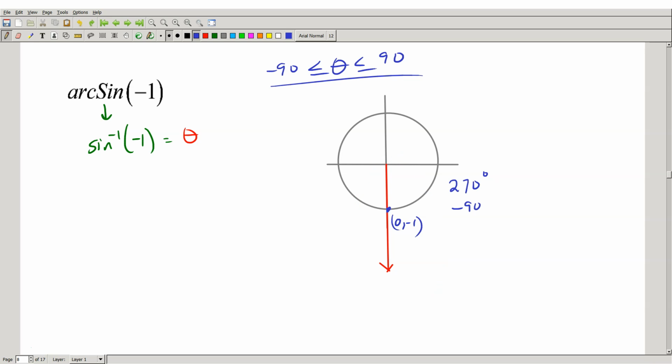However, the answer to this, we're going to find the angle that's in that range. Find the coterminal angle that's in that range, which is going to be -90 in this case. So we'd say -90 or -π/2. There's my answer, because that's the angle that fits in that definition of what arc sine is, or sine inverse.